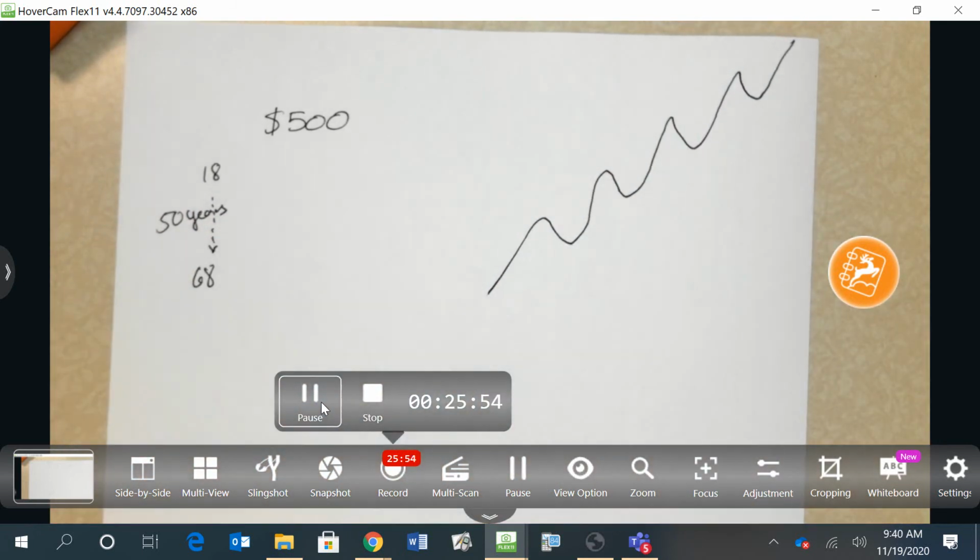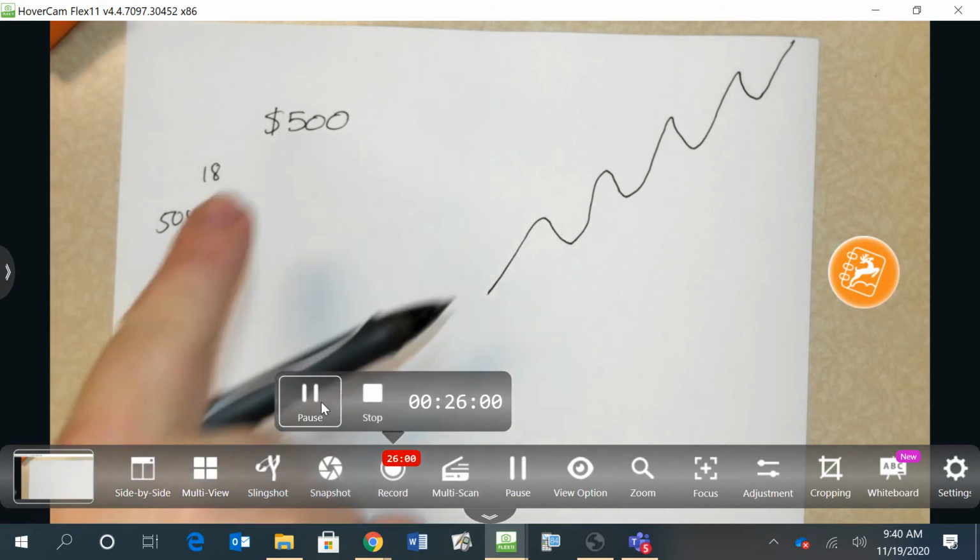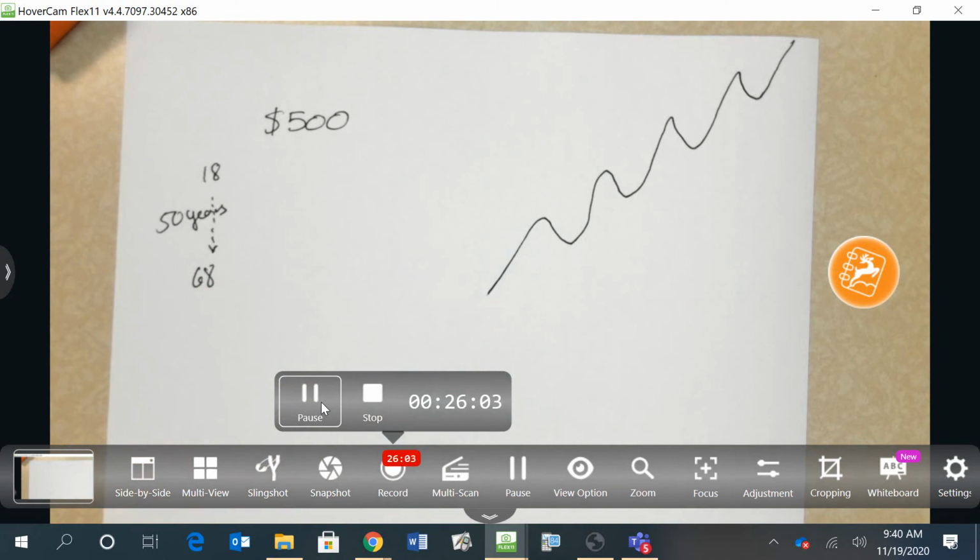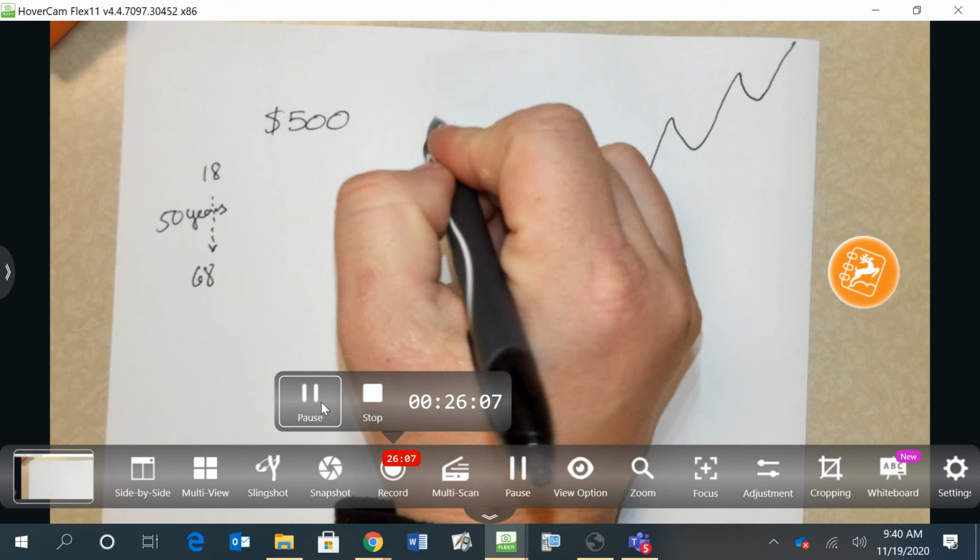So, I want you to think to yourself right now, what do you think that $500 will turn into? What do you think it will turn into after 50 years? And I am going on a rate right now that it's suggested. This is what the rate suggests.